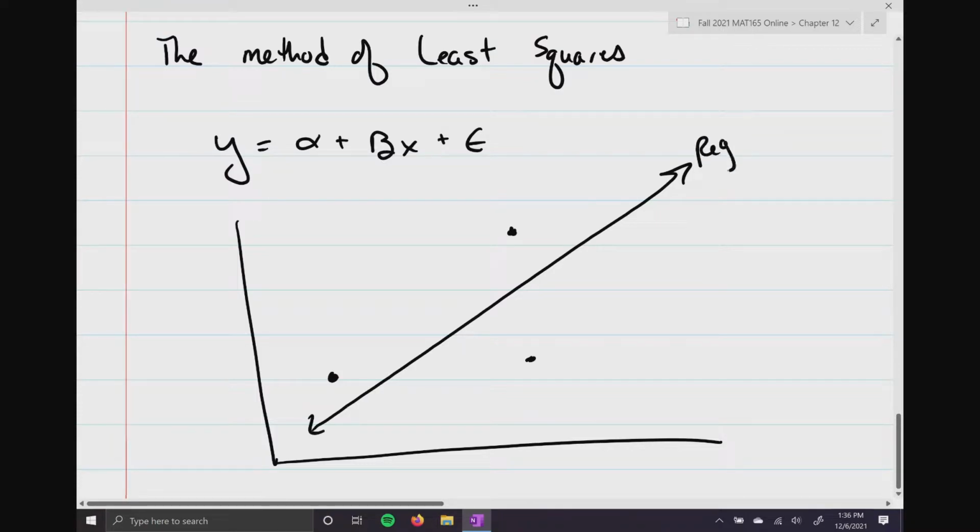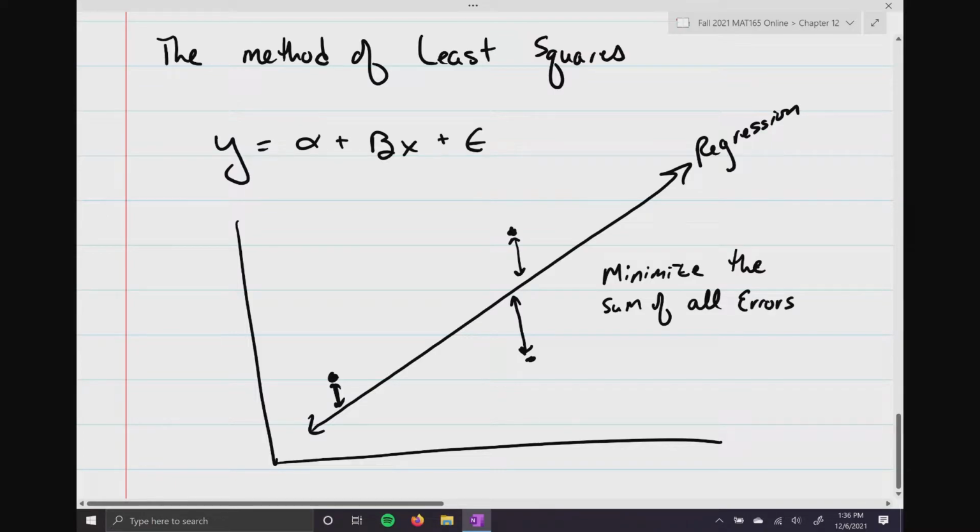So right here is going to be our regression line. And what this regression line does is the goal is to minimize the sum of all the associated errors. All right? And an easy way to do that is just by drawing rectangles or squares. Hence the phrase, or hence the method, least squares regression. Okay?